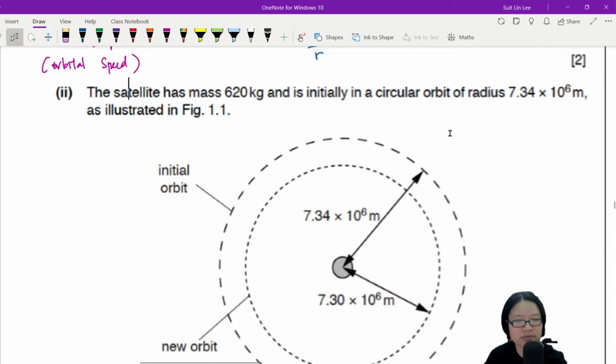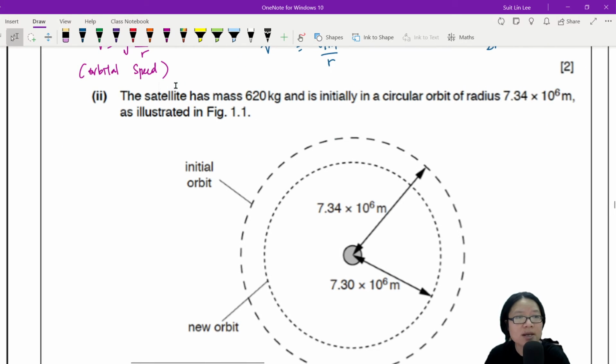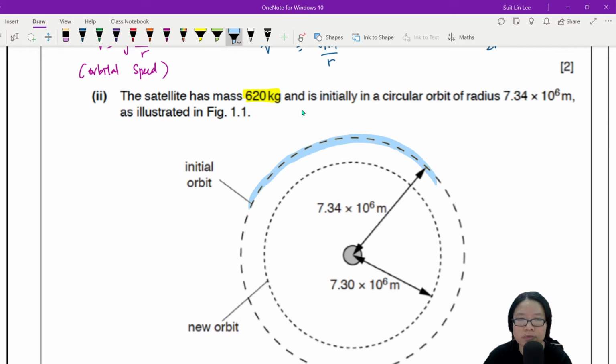Part two. Oh, big satellite. Nice. Let me zoom out a bit. The satellite has a mass of 620 kilograms and is initially in circular orbit of radius 7.34. Okay, so the initial radius, which I will color blue, is this outer orbit. And then it also will have a new orbit. I think this one I color green. This is my new orbit.